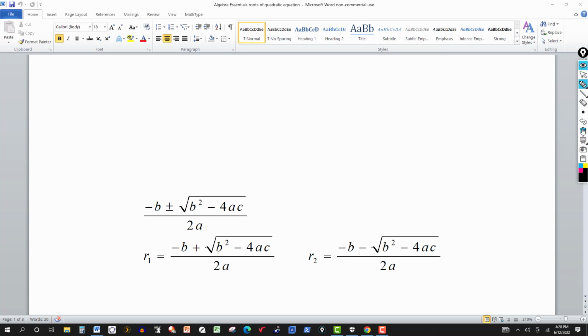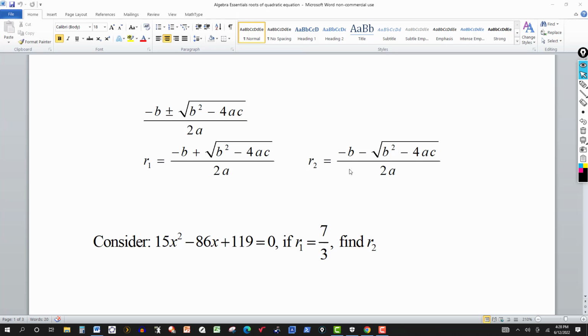So we'll clear this out now. There are several applications that the instructor can ask you. Let's look at one like this. Consider this equation, 15x squared minus 86x plus 119 equals 0. It tells you if one root is 7 over 3, find the second root, r2. Of course we could get it by factoring. These are not large numbers, but the instructor can say to get the second root using the result that we just went over.